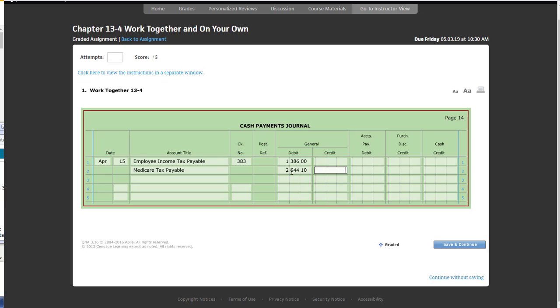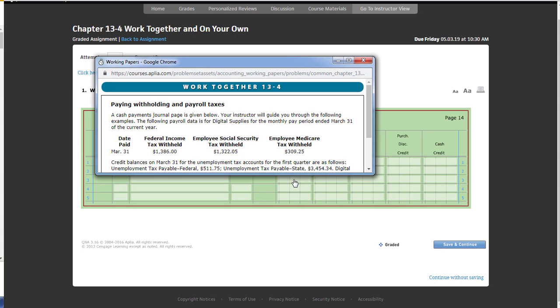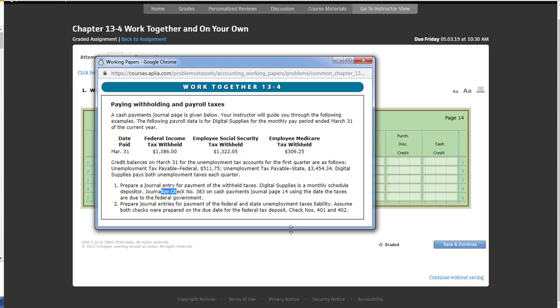What are we doing right now? Are we paying our taxes, or are we saying that we owe more of our taxes? We're just guessing right now. Okay. Right here it tells us, prepare a journal entry for the payment of withheld taxes. So this transaction, we are going to write a check out and mail it to the federal government. So if I am paying my taxes, the amount of taxes that I have will then go down. So my liability account is going to be debited. I owe less in employee income tax payable, Social Security, and Medicare.